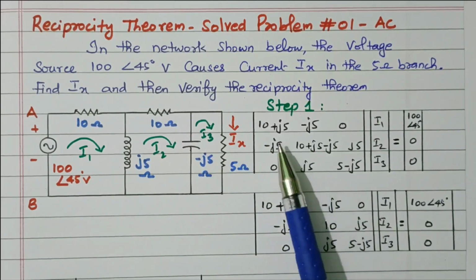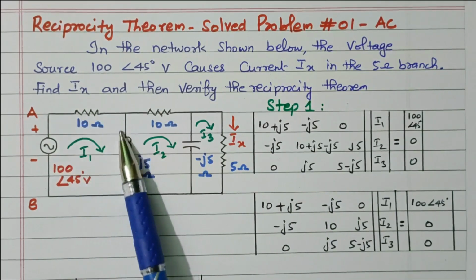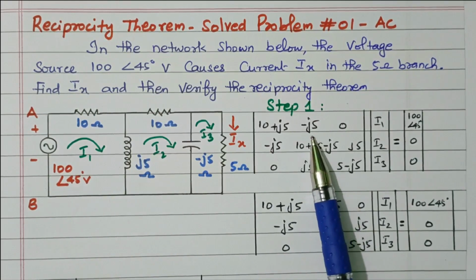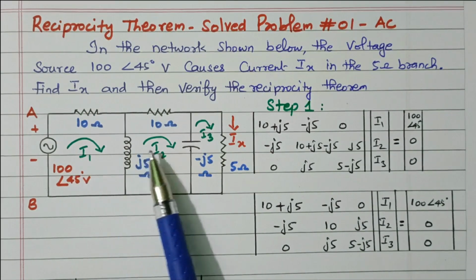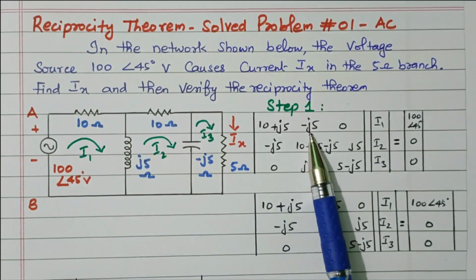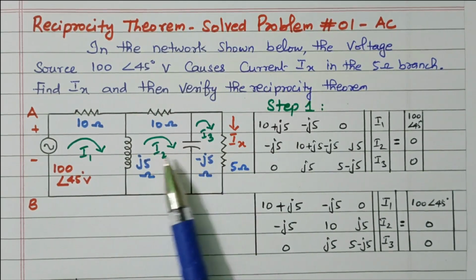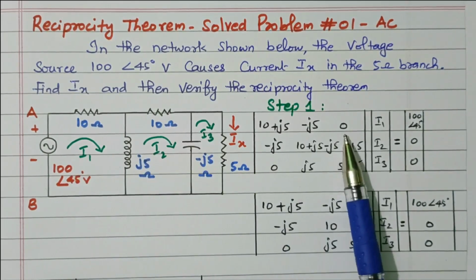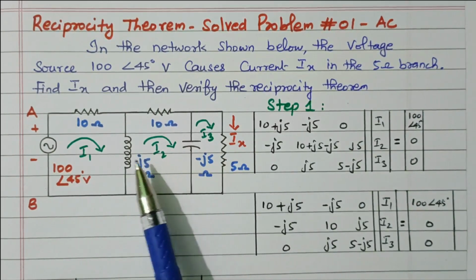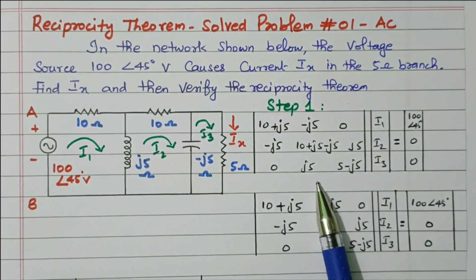First we will frame the resistance matrix. R11 means the impedance available in loop 1, that is 10 plus J5. Then R12, the impedance between loop 1 and 2, that is J5, so minus J5. Then R13, between loop 1 and loop 3, there is no contact, so that is 0. Then R21, the impedance between second loop and first loop, that is J5, so minus J5. Other than diagonal, all elements are negative.